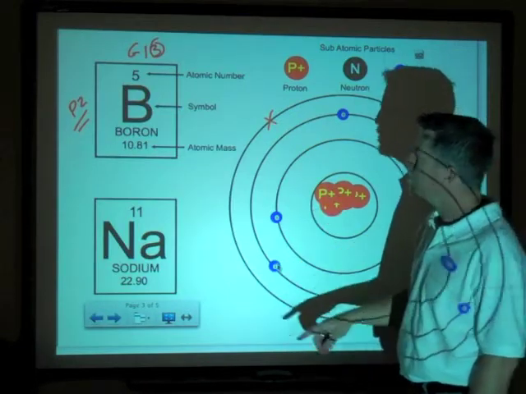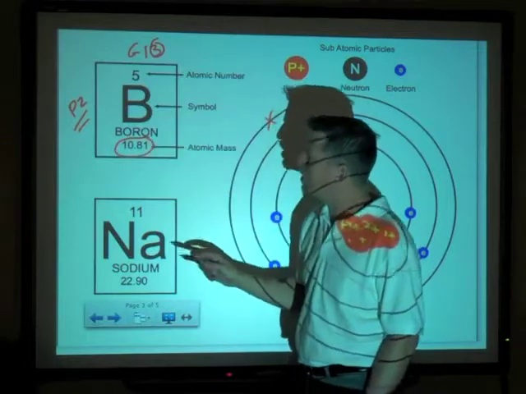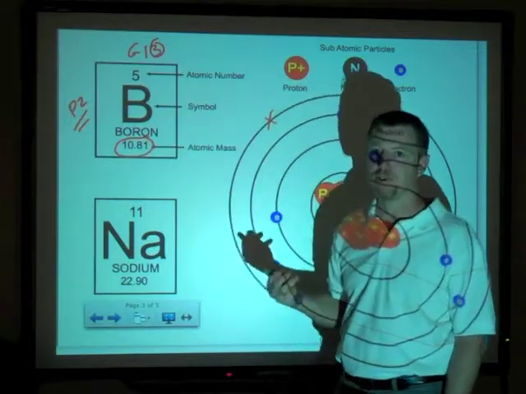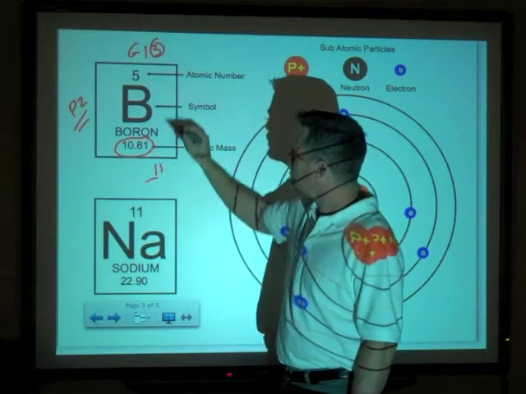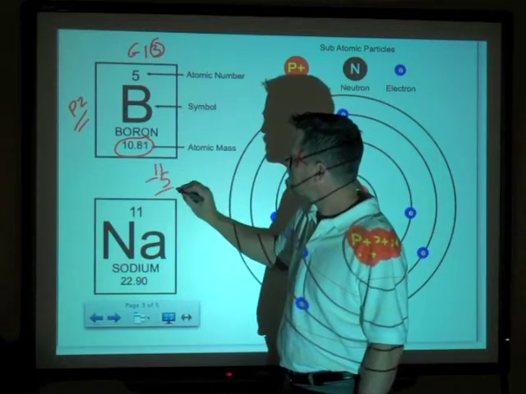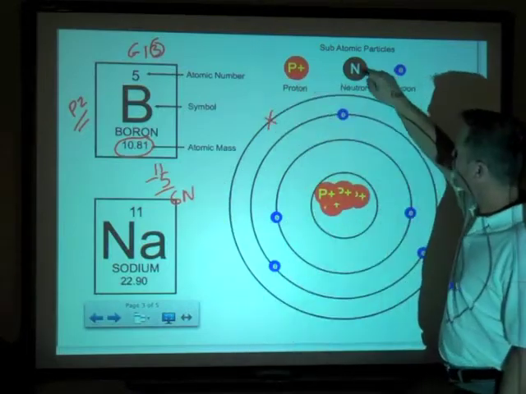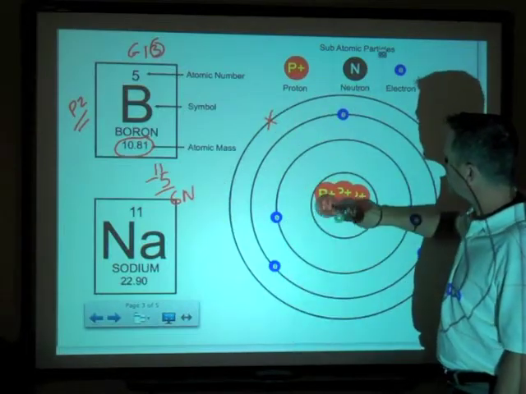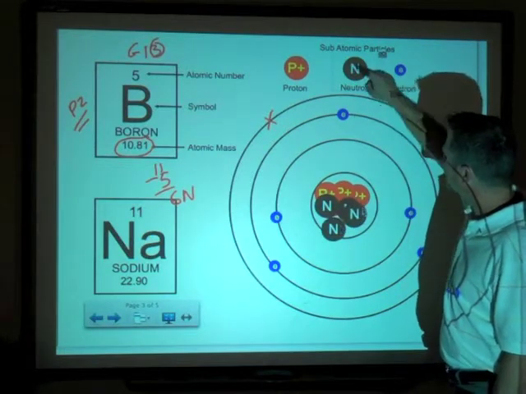Now how do I find the neutrons? Remember, I have to round this number, 10.81, because that is a total of his protons and neutrons. So that rounds to 11. 11 minus 5 is 6. So he has 6 neutrons. So I'm going to add 6 neutrons to his nucleus. 1, 2, 3, 4, 5, 6.